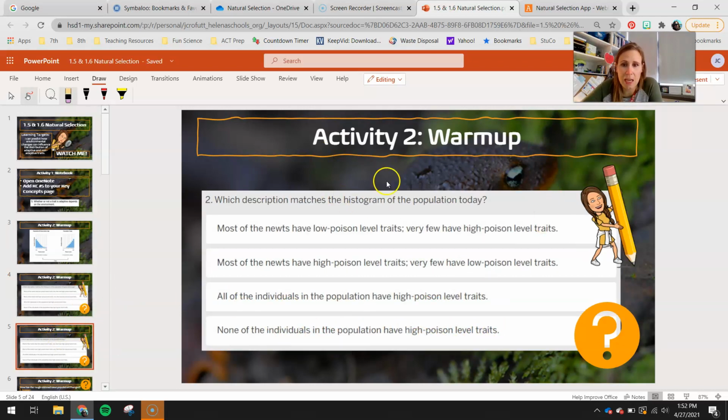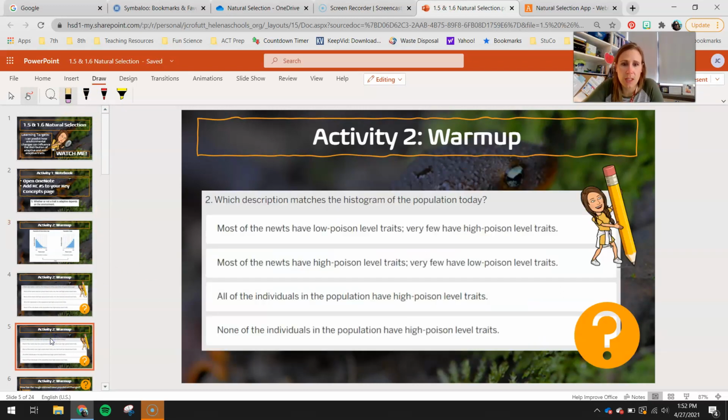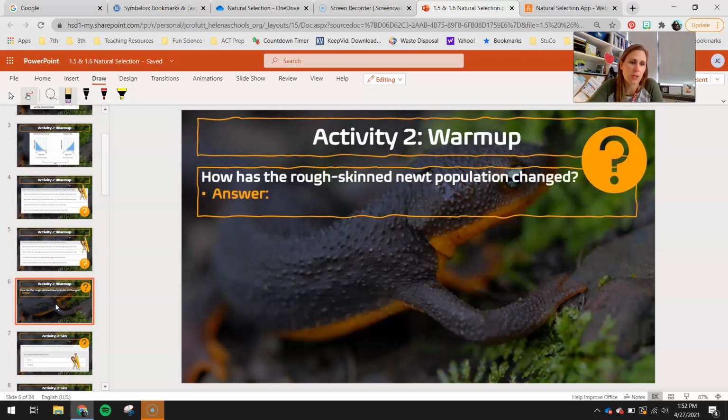Okay, looking at the population today, that's the second histogram right here. If we take a good look at that, we can answer this question. Most of the newts have low poison level traits, very few have high. Most of the newts have high, very few have low. All of the individuals have high level, or none of the individuals in the population have high level traits. Okay, so once you have answered these two, go ahead and say how the rough-skinned newt population has changed. Highlight as many changes as you can in your answer there.